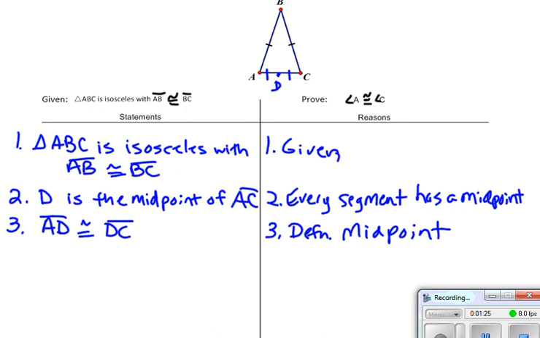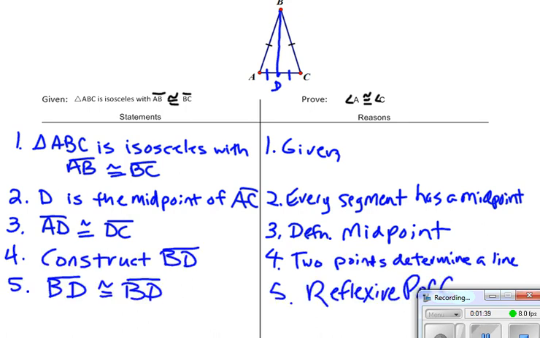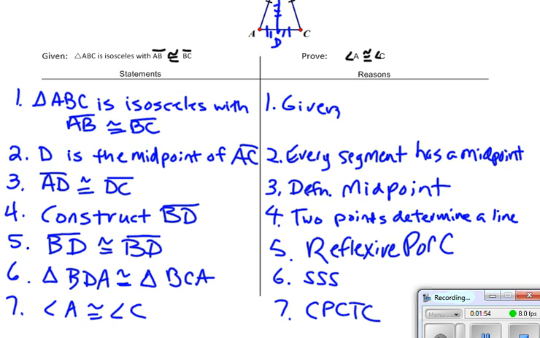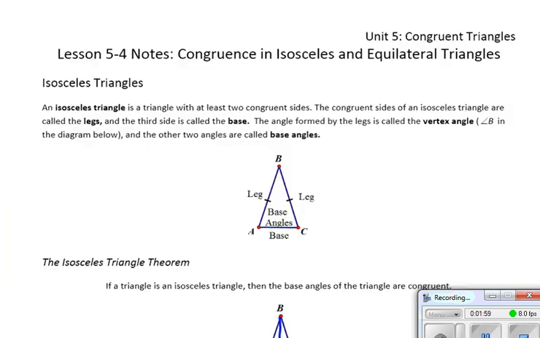This allows us to separate our triangle into two smaller triangles and prove that they are congruent. We're allowed to draw this line because 2 points always determine the line. Once we've drawn the segment, we can say that it is congruent to itself using the reflexive property. This gives us SSS to prove our two triangles congruent, which allows us to use CPCTC to state that the angles are congruent.